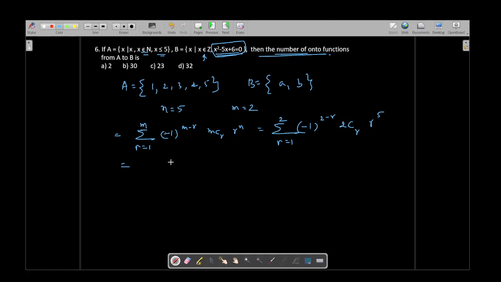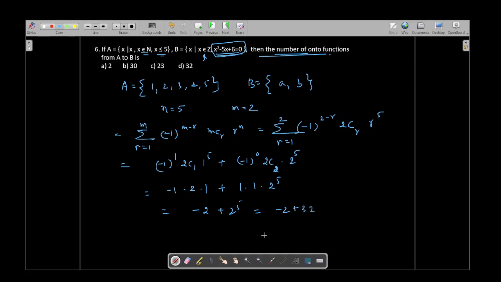So if I expand putting r is equal to 1, I'll get minus 1 power 2 minus 1 is 1, 2C1, r is 1 power 5, plus, now let us put r is equal to 2, I'll get minus 1 to the power of 0, 2 minus 2 is 0, 2C2 into r is 2 power 5. So this is minus 1 into 2C1 is 2, 1 power 5 is 1, plus minus 1 power 0 is 1, 2C2 is 1, and 2 power 5. So I'll get minus 2 plus 2 power 5. 2 power 5 is 32. 32 minus 2 is 30. So option B.